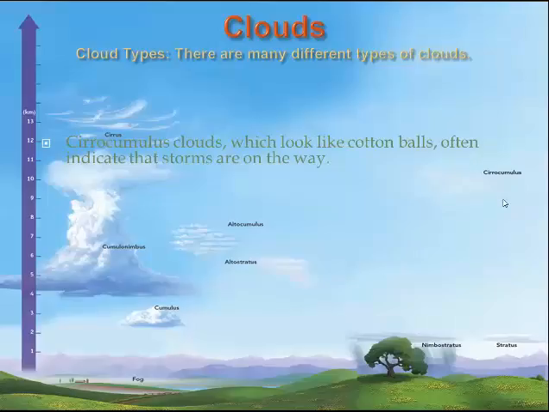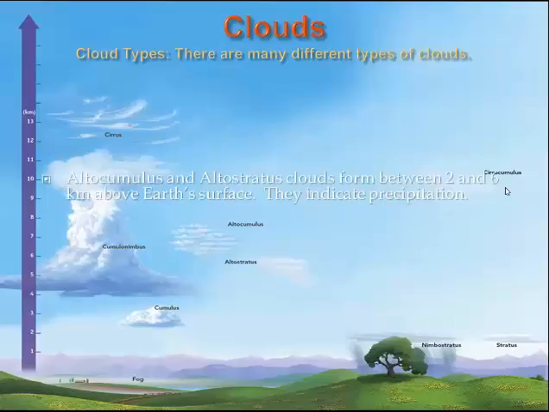Usually it's because warm air is rising on top of cold air. Where warm air is rising up on top of cold air, we get a higher elevation, and where the two are coming in contact with one another, condensation is going to occur. Altocumulus and Altostratus clouds form between 2 and 6 kilometers above our surface, and they usually indicate precipitation. Right here, Altocumulus and Altostratus clouds.